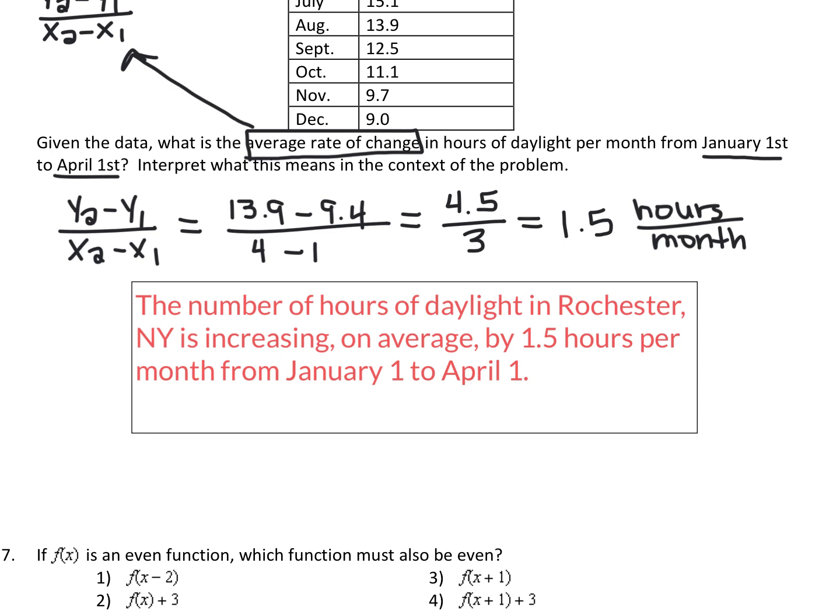Okay, so I just said that the number of hours of daylight in Rochester, New York is increasing on average, remember that's really important, by 1.5 hours per month. And it's also important to state when it happens, because if we looked at the average rate of change, let's just say from January to May, or from February to December, it would be totally different. So it's also important to say the interval we're looking at.